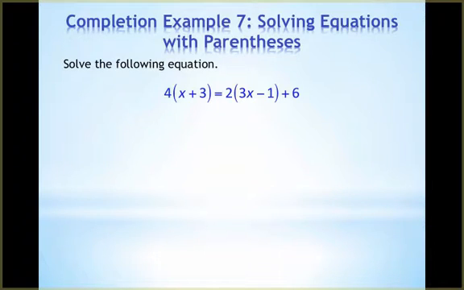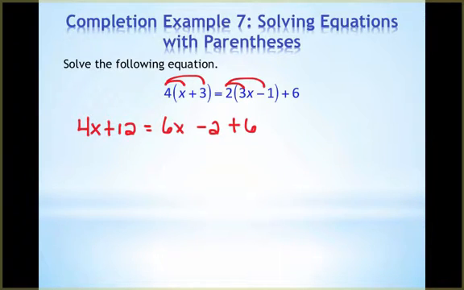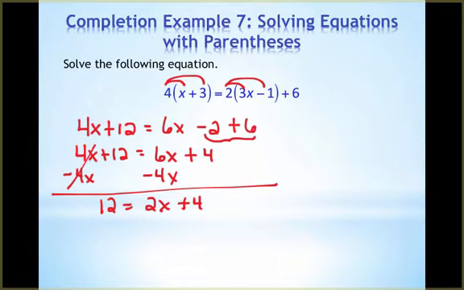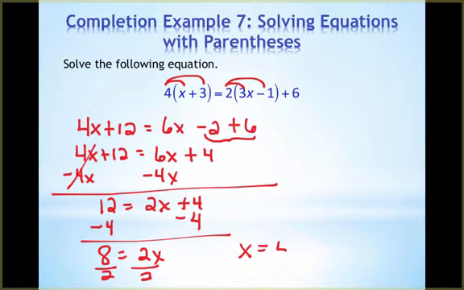Another example with parentheses, let's start with distributive property. 4x plus 12 equals 6x minus 2 plus 6. Combining like terms, on the right-hand side, I can put negative 2 and 6 together, which would give me plus 4. And now we'll subtract 4x. Remember, it doesn't matter whether I subtract the variables or subtract the constants. Then I'm going to subtract 4 and get 8 equals 2x and divide by 2, and x is 4.